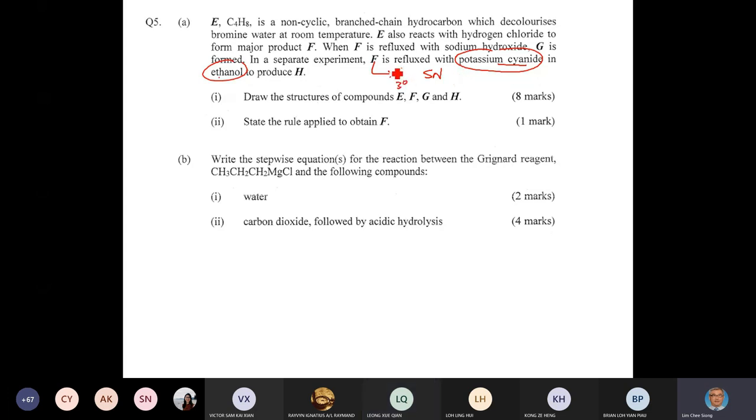SN1. Is it F is under 1, 2, 3, 2, 1, 1? Okay, so let's say F is under primary, so we know it's SN2. Let's say it's under tertiary, so it's under SN1. I forgot already the F chemical structure. Okay, you draw and you let me know. Get it?